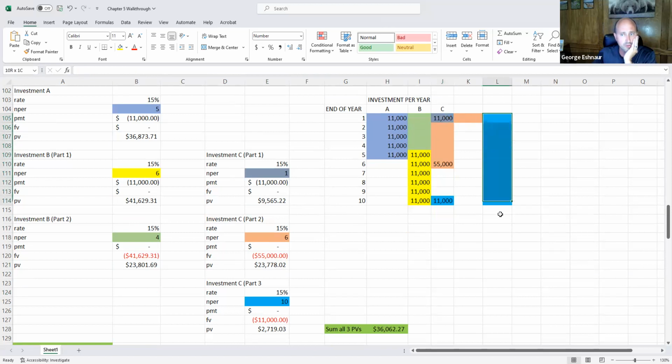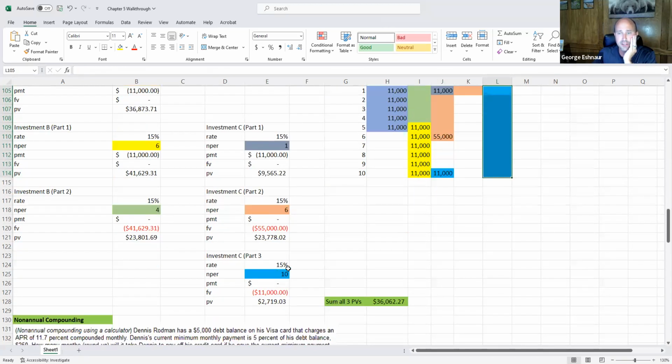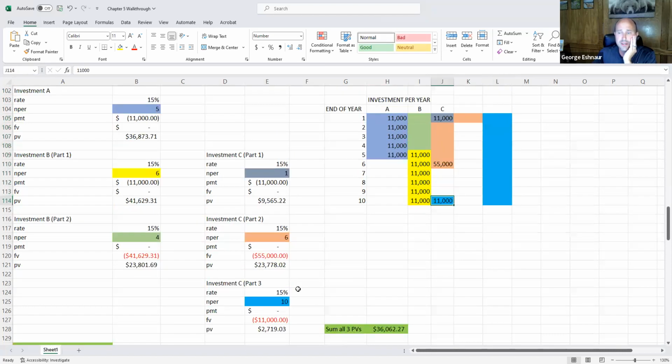And then for the final one, we have 10 years basically, but we're going to have a future value of $11,000. We didn't really invest anything very much in terms of that one, because the present value at basically day 0 is going to be $2,719 for 10 years at 15% to get us to the 11. What you have to do for this one is sum up all 3 of these.